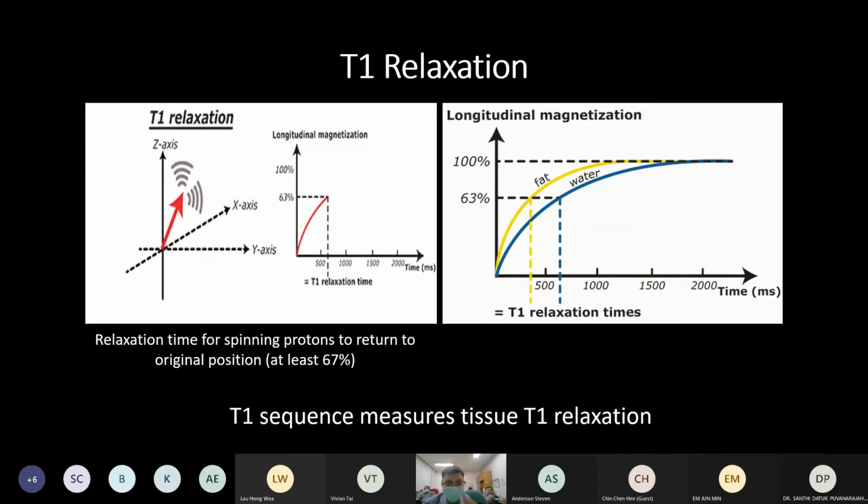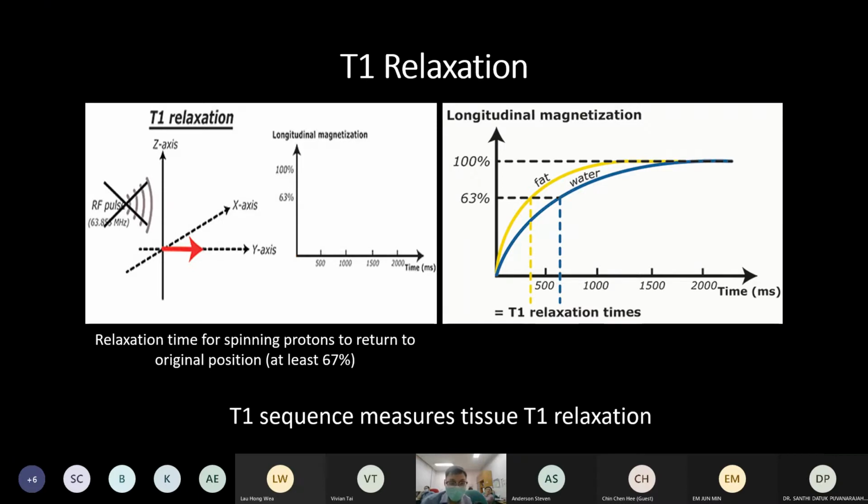If the fat relaxes faster than water, it explains why fat will appear bright in T1 compared to water. Water will appear dark because it's delayed, slow compared to tissue. So it explains a lot when we go back to the basics to understand the basics.